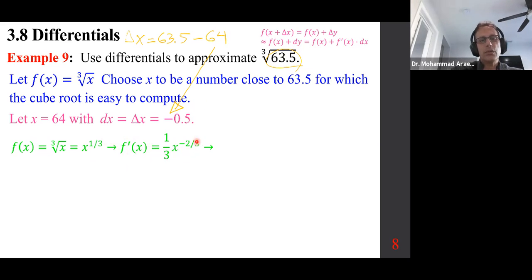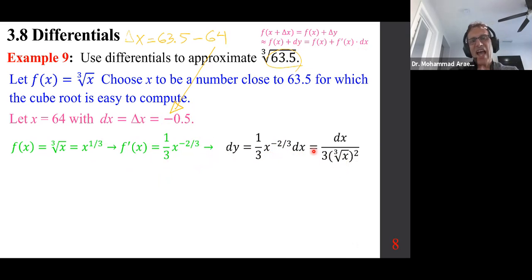What is dy? You write the same thing times dx. So dy is the same thing times dx. But how do we rewrite this properly? As dx over 3 times cube root of x to the second power. Okay.